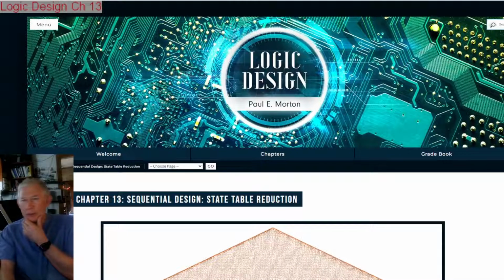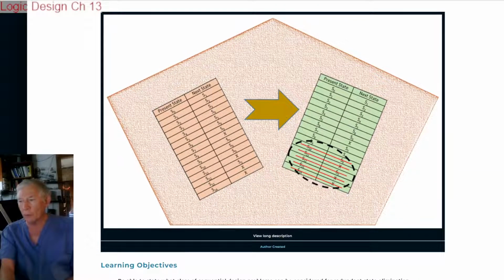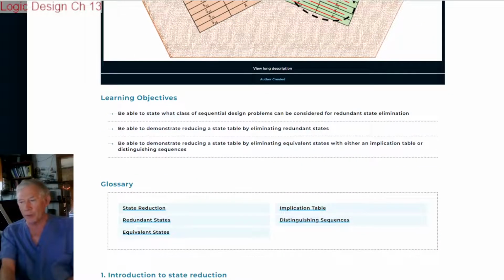Okay, so let's go ahead and look at the book. Here's the book. What we're doing here is looking at how you can take a state table with some redundant or equivalent states and reduce them and get down to a smaller state table.